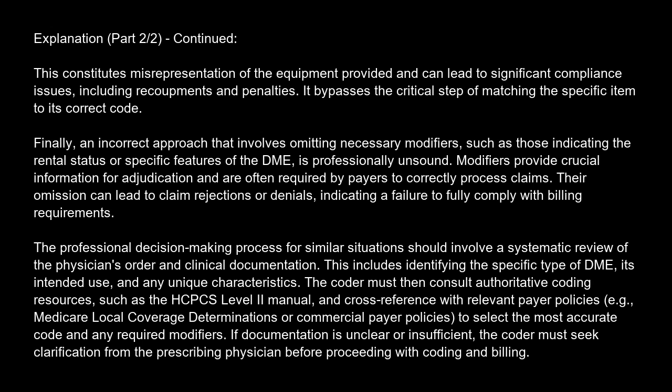The professional decision-making process for similar situations should involve a systematic review of the physician's order and clinical documentation. This includes identifying the specific type of DME, its intended use, and any unique characteristics. The coder must then consult authoritative coding resources, such as the HCPCS Level II manual, and cross-reference with relevant payer policies, e.g., Medicare local coverage determinations or commercial payer policies, to select the most accurate code and any required modifiers. If documentation is unclear or insufficient, the coder must seek clarification from the prescribing physician before proceeding with coding and billing.